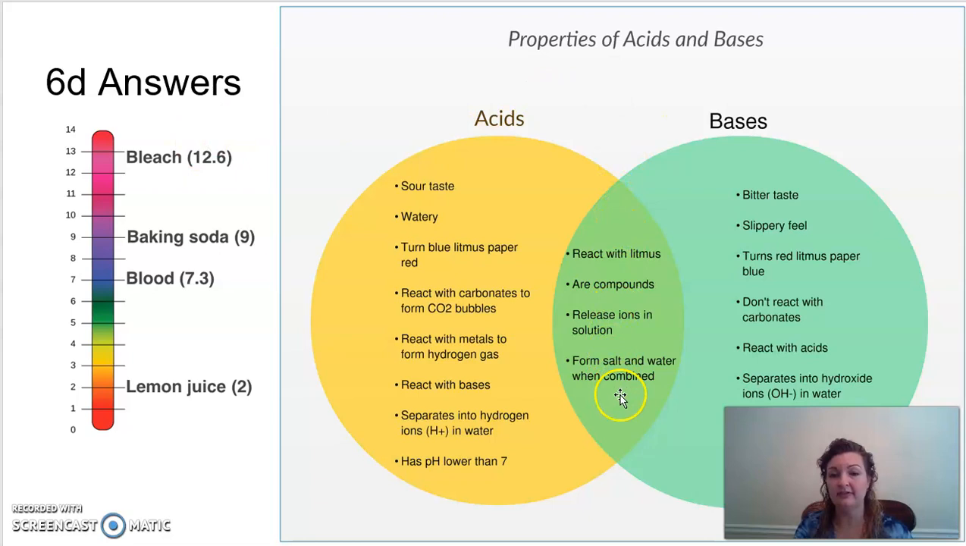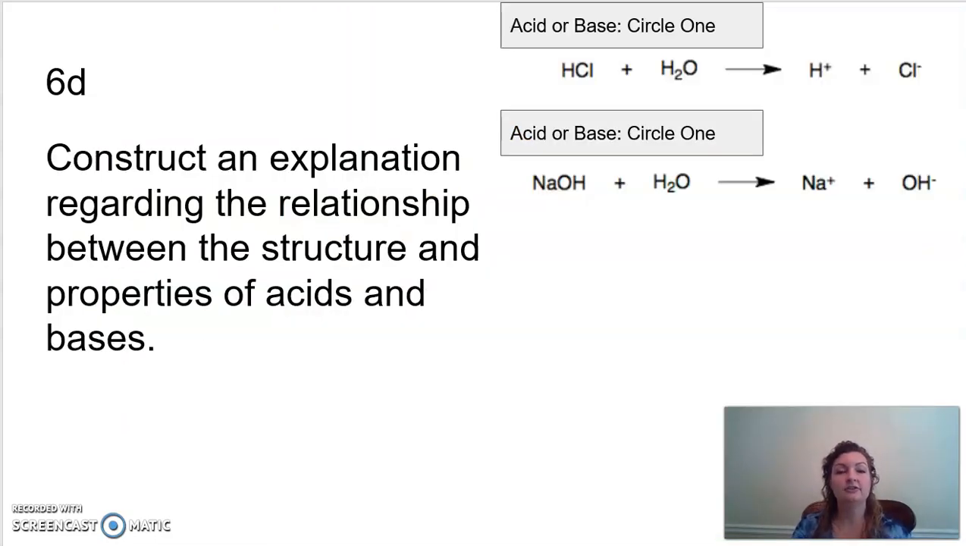You can look at some of the things they have in common as well. They all are compounds. They react with litmus paper in some form or fashion, and I will show you that in a second, but let's continue on. So it says, construct an explanation regarding the relationship between the structure and properties of acids and bases. All you had to do here is circle.